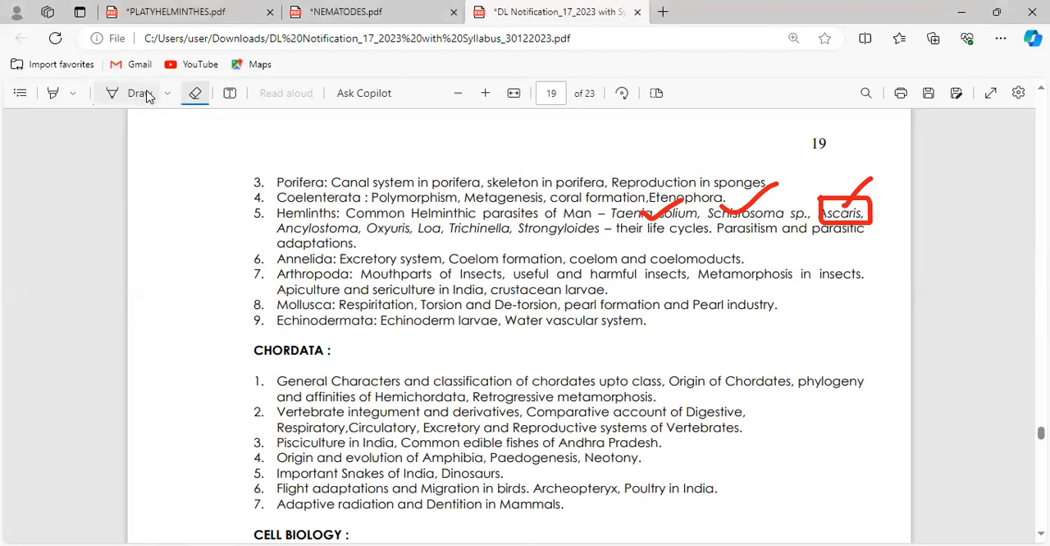In tomorrow's class, we are going to deal with Ancylostoma, Trichinella, and Loa. These three we will discuss tomorrow. I think we need 2 or 2.5 classes to finish these helminths, and after that we'll move on to further phyla.